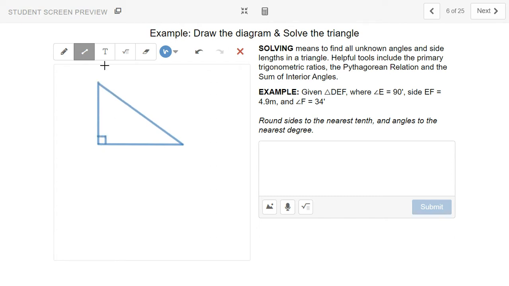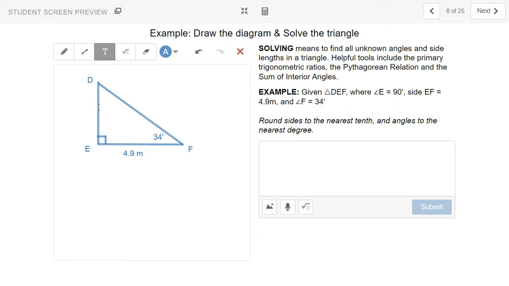Okay, we have our 90-degree angle here. We know that this is labeled E. Let's call this F, and let's call this D. Angle F is 34 degrees, and side EF is 4.9. So E and F, the side in between, this is 4.9 meters.